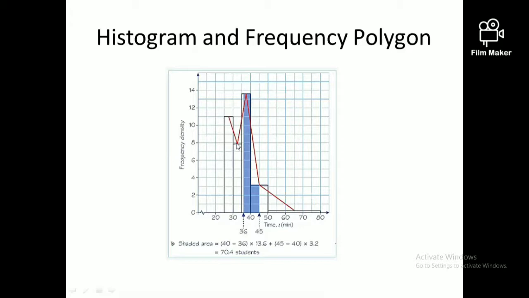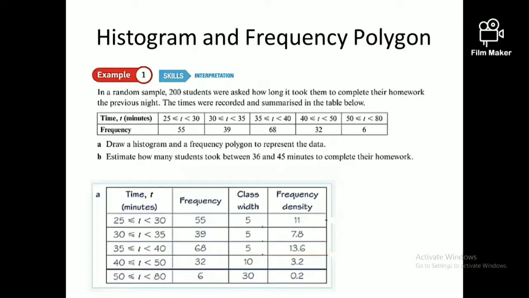The midpoint over here is this. The midpoint over here is this. The midpoint over here is this. And the midpoint over here is this. Then you can mark these points. That follows up as a frequency polygon. That is how you need to draw the frequency polygon using a histogram, right?